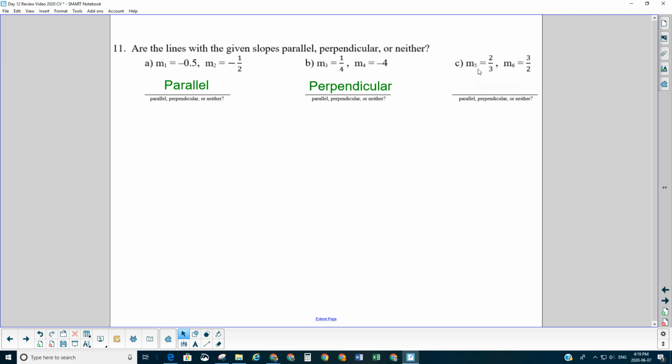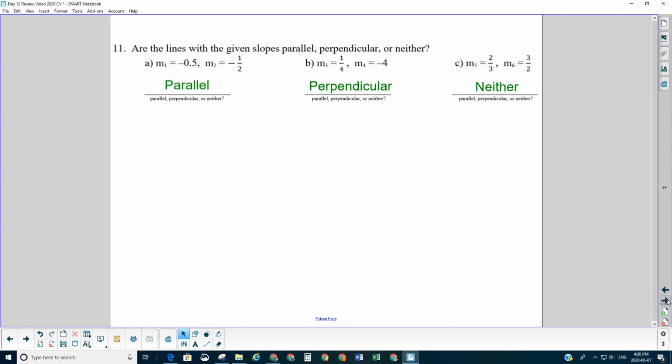And then the third one, m5 is 2/3 and m6 is 3/2. They're not the same, obviously, so they're not parallel. They do look like reciprocals, though. 2/3, if you flip it, becomes 3/2. But this one is positive and so is this one. So these are two different positive slopes, so they will not be perpendicular. In order to be perpendicular, they not only have to be reciprocals, but one has to be negative and one has to be positive. And these are not. So they are neither parallel nor perpendicular.